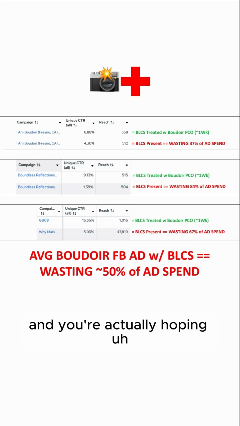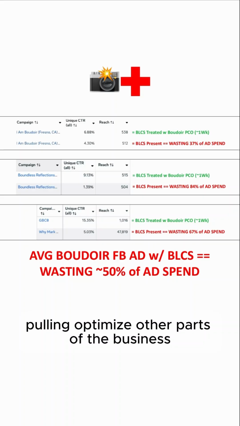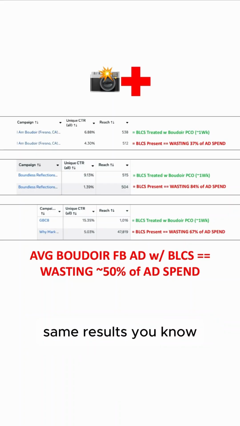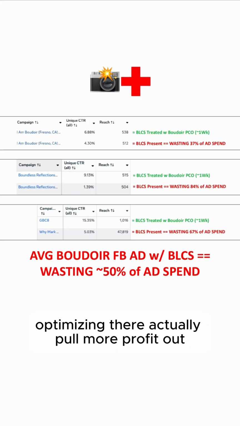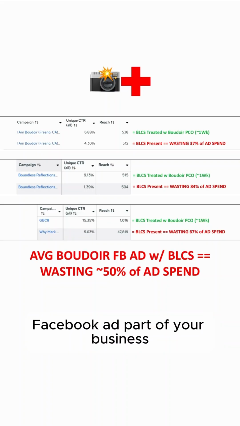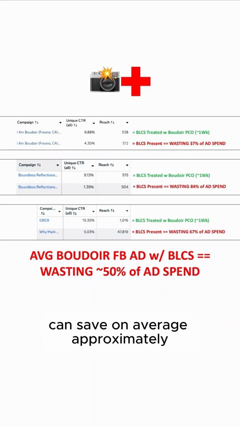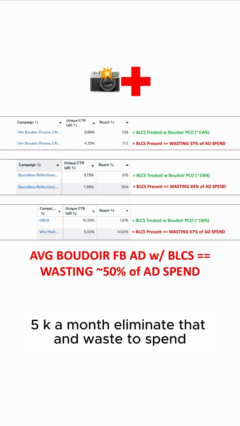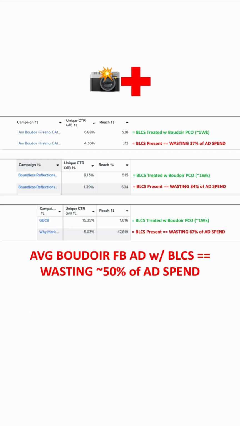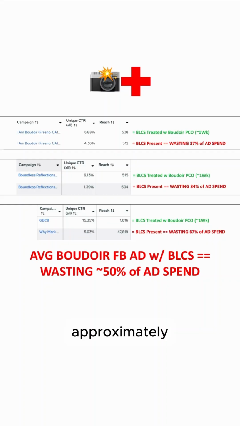And you're seeing inflation rise, cost of living rise, and everything. And you're already optimizing other parts of the business. Basically, same effort, more results, or less effort, same results. Optimizing there, actually pull more profit out. And you're now ready to do that for the Facebook ad part of your business, because you see Boudoir Pico, you can save on average approximately 5K a month. Eliminate that wasted spend, put that back in your pocket so you don't have to spend it. So that'd be like 60K over the next 12 months approximately.